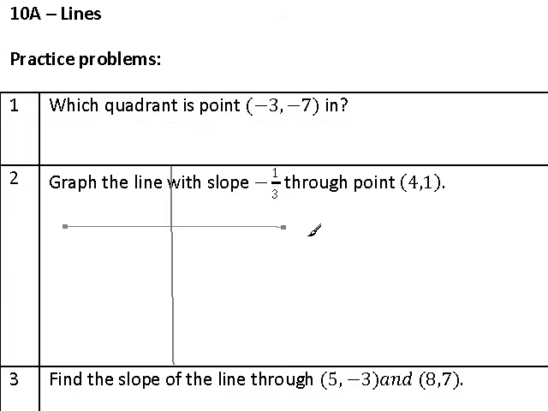In number 2, we want to graph the line with slope -1/3 and through point 4, 1. So first let's start by plotting 4, 1. That's 4 to the right of 0. Here's 0. And 1 up. So that would be right here.